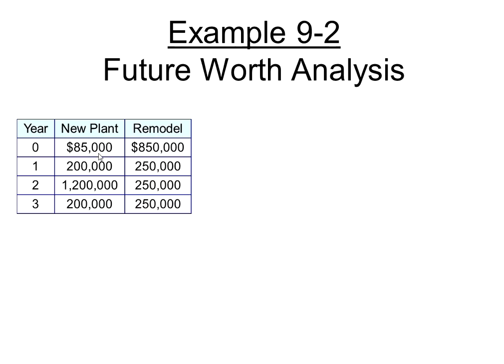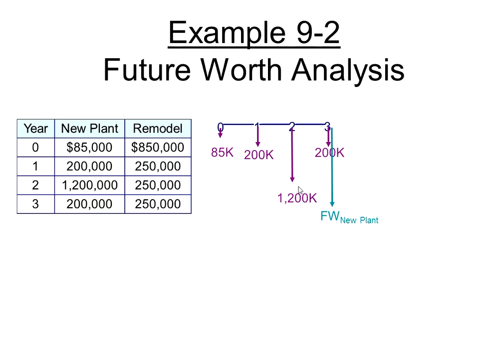Because of the new plant, there are additional costs, so we'll get these costs represented by a cash flow diagram. So you can see here, right, the 85,000 in year 0, 200,000 in year 1, and we have 1,200,000 in year 2, and then 200,000 in year 3. So this cash flow diagram represents a new plant.